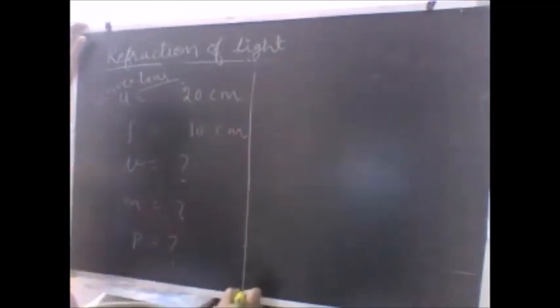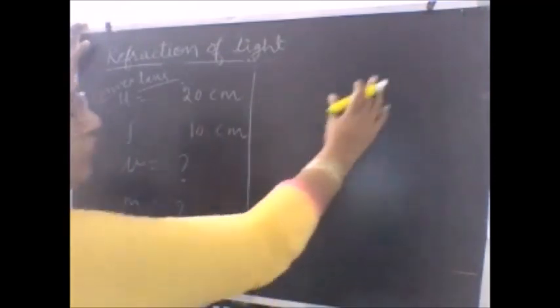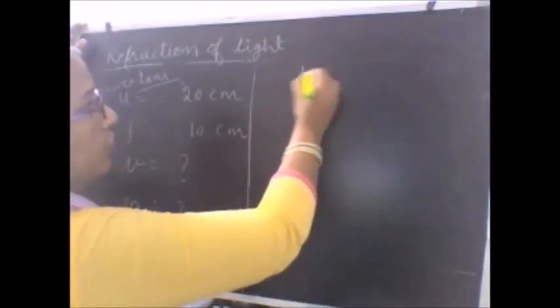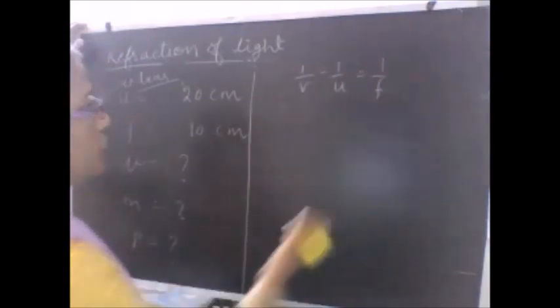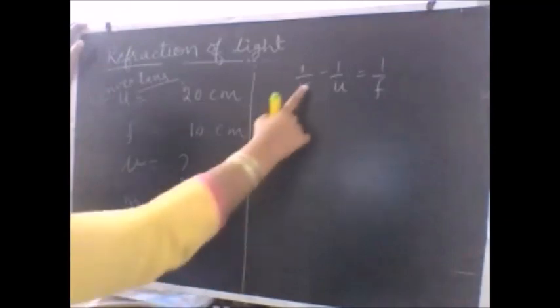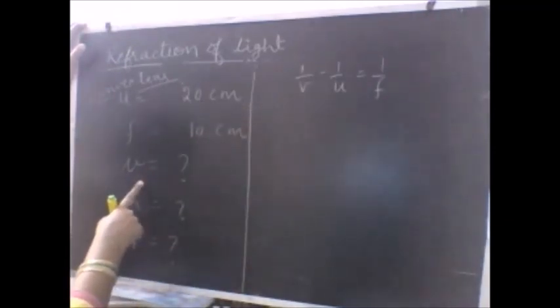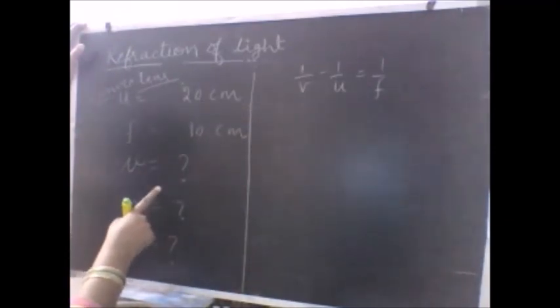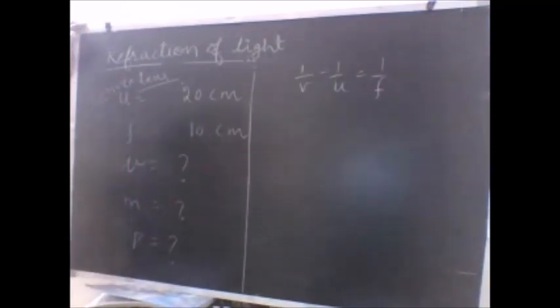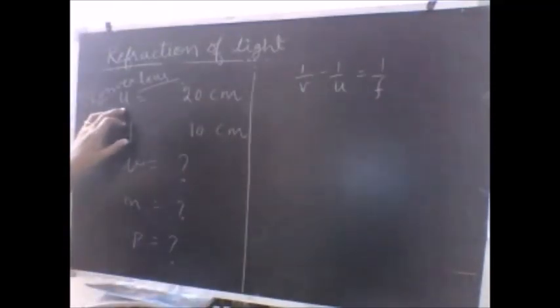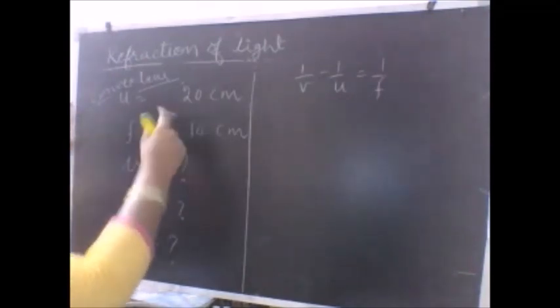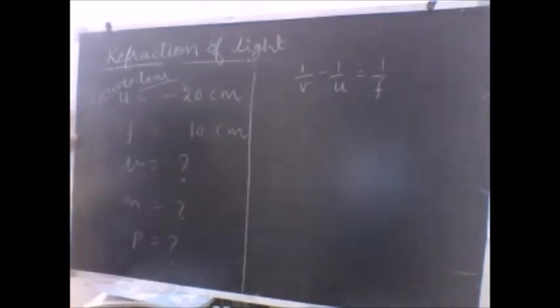The formulas are all known to me, sign convention I am aware of. So let us write the lens formula first. 1 by V minus 1 by U is equal to 1 by F. So let us collect the details. V is to be calculated. So for the parameter that we are supposed to calculate, I need not put the sign convention. Sign will appear automatically in the answer. What about U, children? U is 20 centimeter. Since the object is taken to the left side of the lens, should it be positive or negative? I should take this as negative.